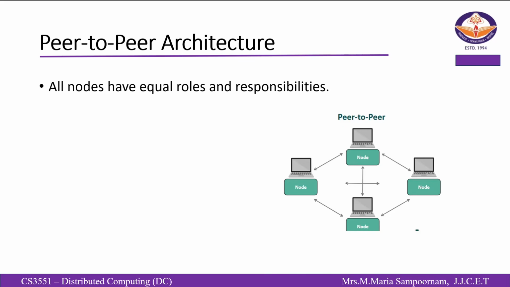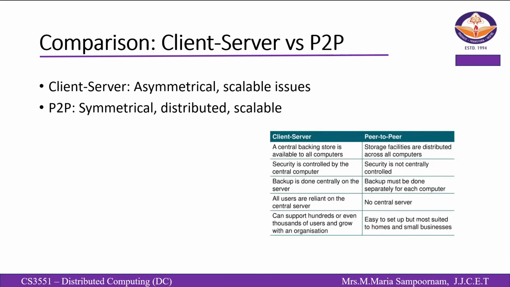Peer-to-peer architecture. In this model, all nodes are equal. There is no dedicated server. All devices can send and receive data. For example, as I already told, file sharing via BitTorrent. It is more robust because if one device fails, the others can still communicate.